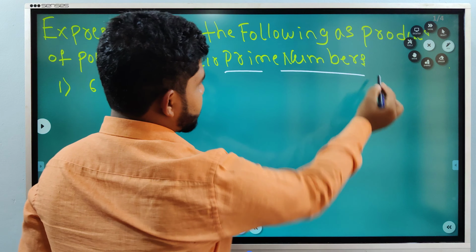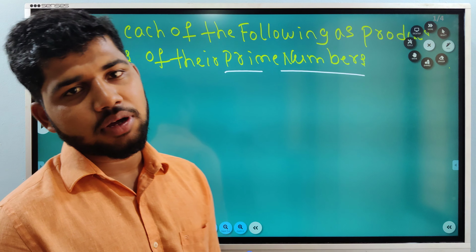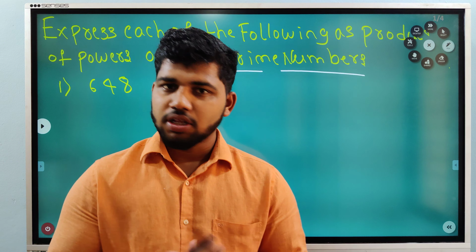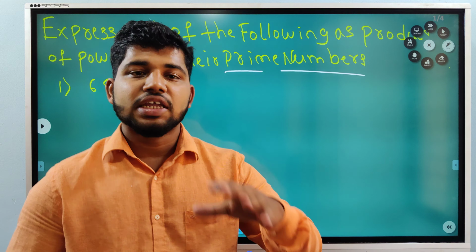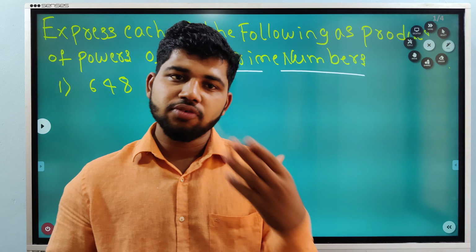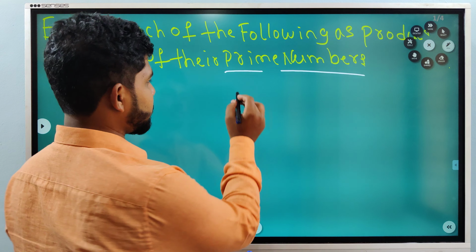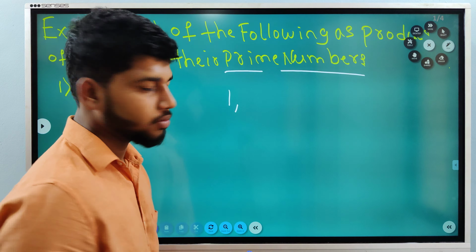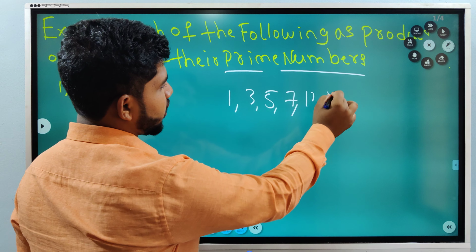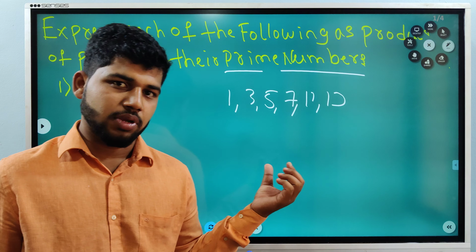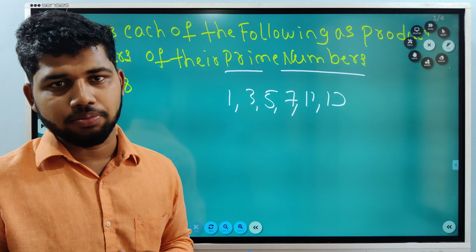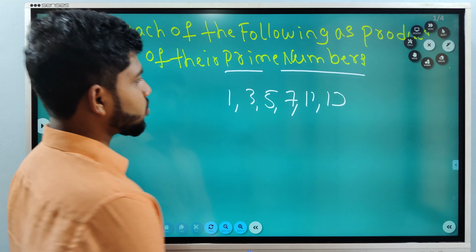You may have already learned in the lower sections the definition of prime numbers. What is the definition of prime numbers? A prime number is a number which is divisible only by itself. Examples of prime numbers are 3, 5, 7, 11, 13. These are the prime numbers. By using the prime numbers, we are going to find the factors of the given problem.